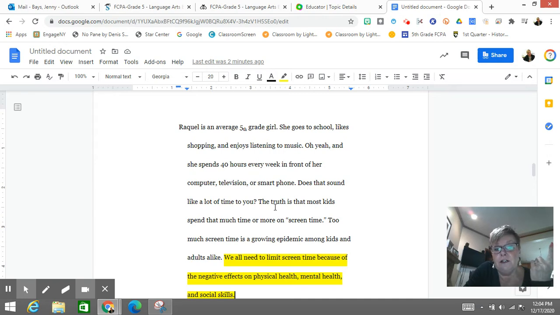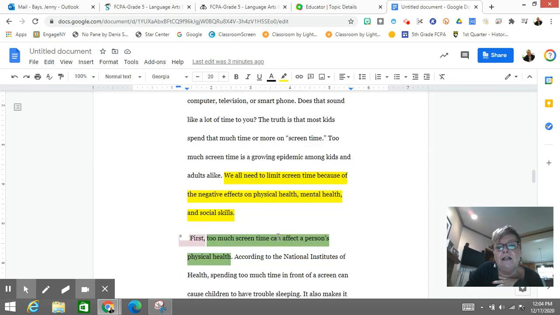So they've introduced it with a hook. They've told the topic, this is what it's going to be about, and kind of made their call to action. This is what we need to do. And they've given their reasons. That's their thesis statement at the end in yellow.